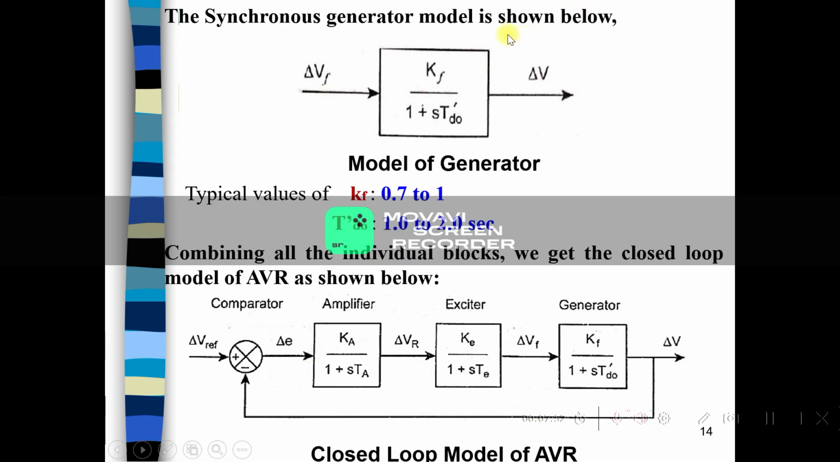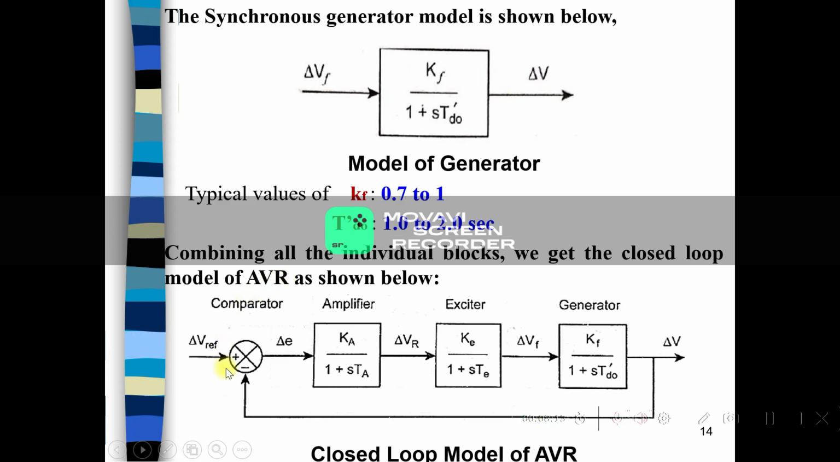The synchronous generator model is shown below. So del V over del Vf, the model of the generator, is Kf divided by 1 plus s T'd0. So all the block diagrams we are going to combine together, and we can draw the closed loop model of the automatic voltage regulator.